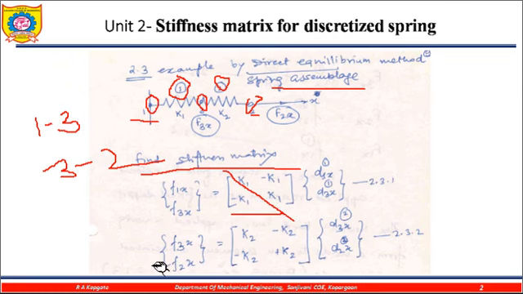Now this is the second element, with forces f3 and f2: k2, minus k2, minus k2, k2, multiplied by d3 and d2. So these are the element stiffness matrices. This is for element 1 and this one is for element 2. So I am getting two different stiffness matrices.